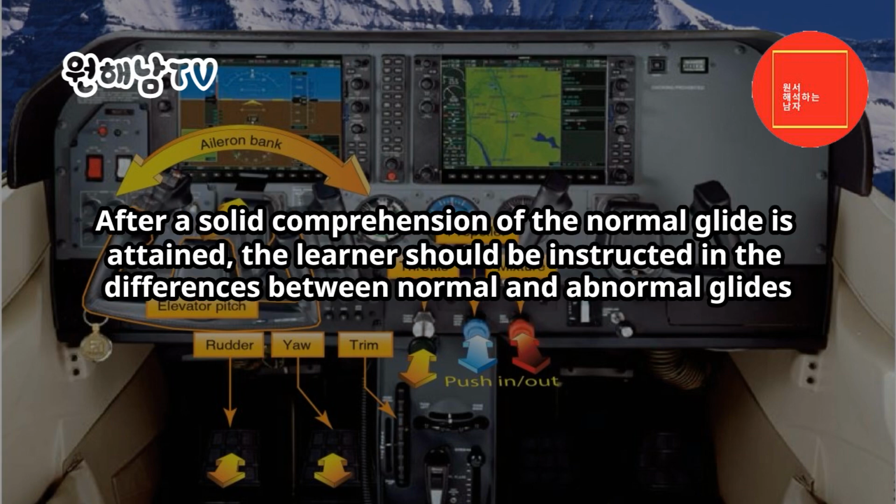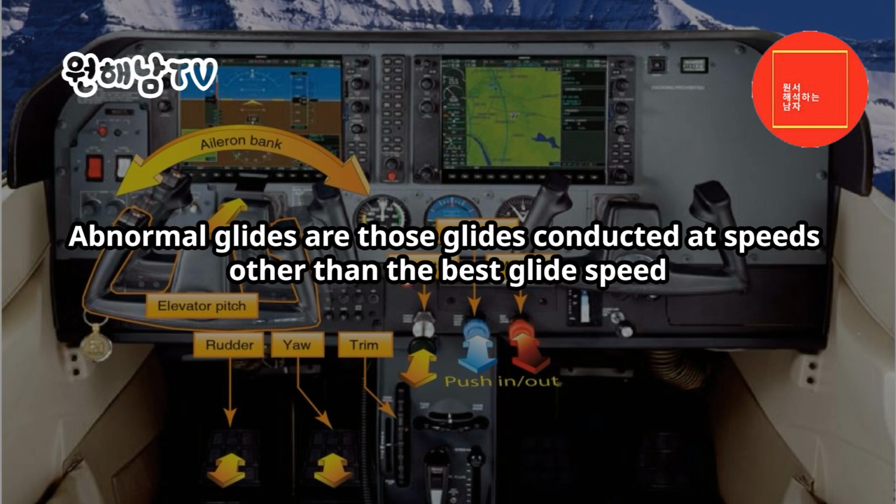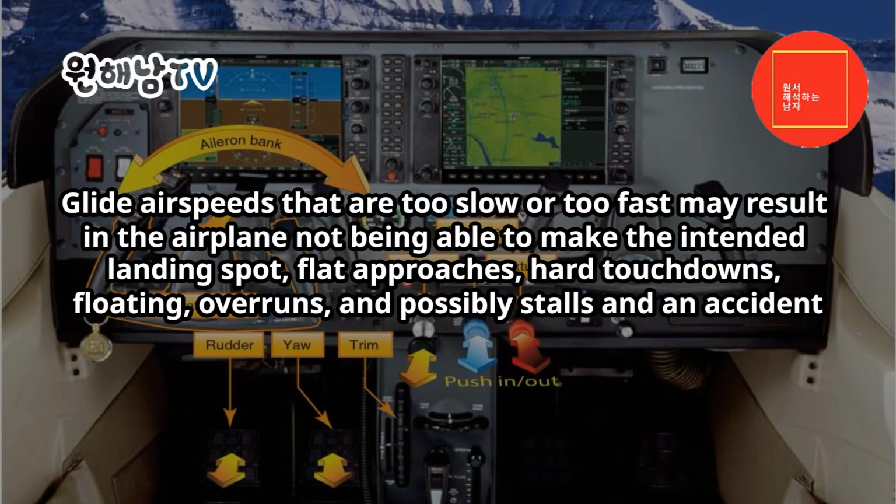After a solid comprehension of the normal glide is attained, the learner should be instructed in the differences between normal and abnormal glides. Abnormal glides are those glides conducted at speeds other than the best glide speed. Glide airspeeds that are too slow or too fast may result in the airplane not being able to make the intended landing spot, flat approaches, hard touchdowns, floating, overruns, and possibly stalls and an accident.